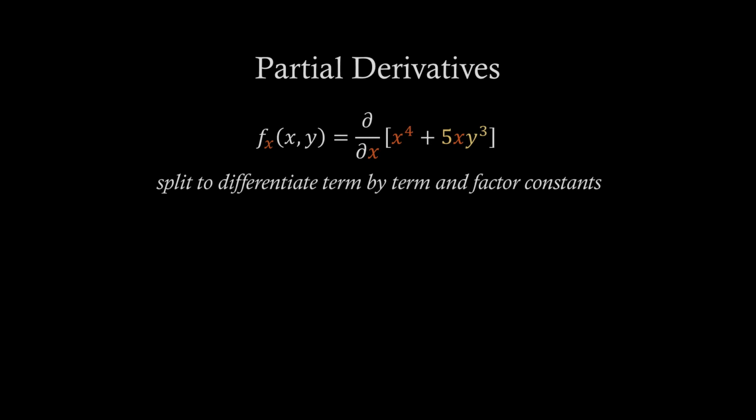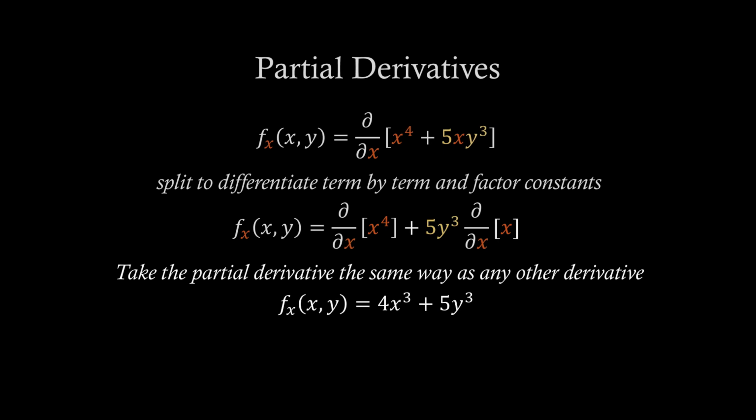And now we just apply our rules from Calc 1. We're going to differentiate term by term and factor any constants that appear. So that means we're going to take the derivative with respect to x of x to the fourth. And then with the other term, we factor out the 5 and we factor out the y cubed and take the derivative with respect to x of x.